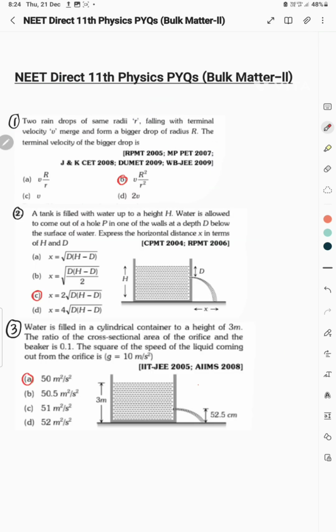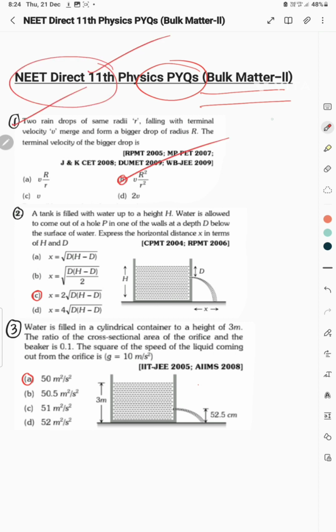So in this way, we have finished all the problems related with previous year questions taken from various competitive examinations from the chapter of properties of bulk matter for the NEET direct program. And here question 1 has option B as the correct option, question 2 has option C as the correct option, and question 3 has option A as the correct option.